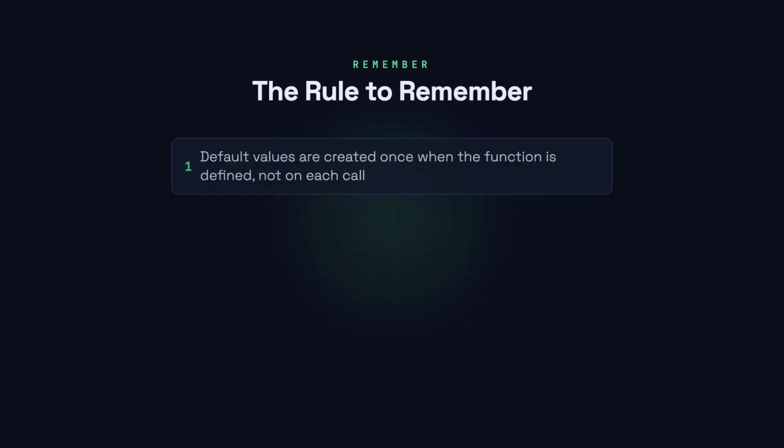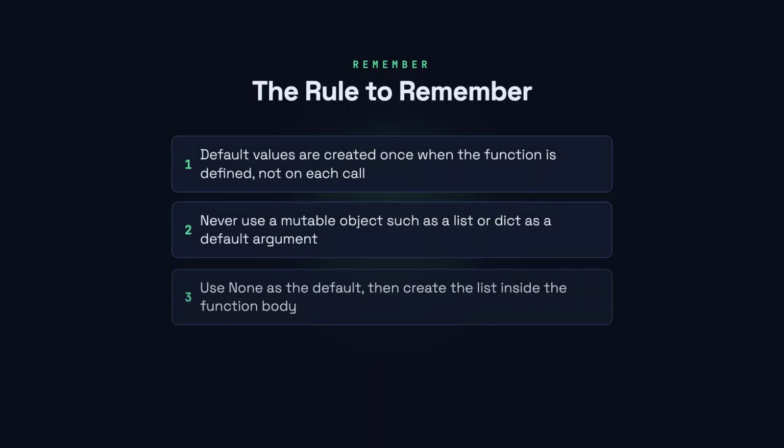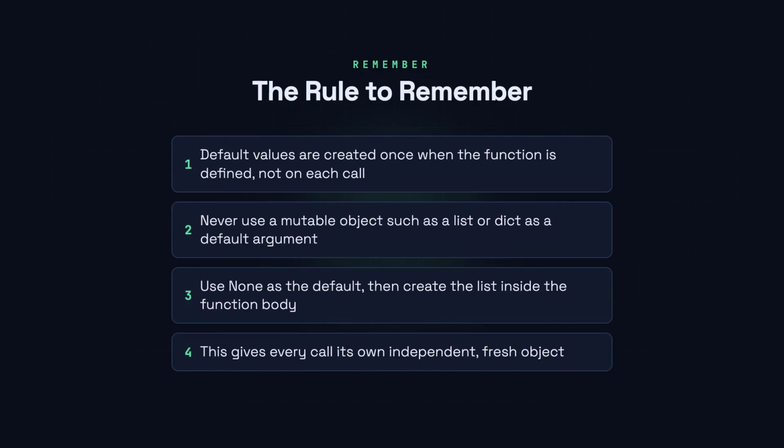Here is the rule. Mutable defaults are created once and shared forever, which causes mutations to leak between calls. Always default to None and build the list inside the function. That one habit will save you from a very confusing class of bugs.